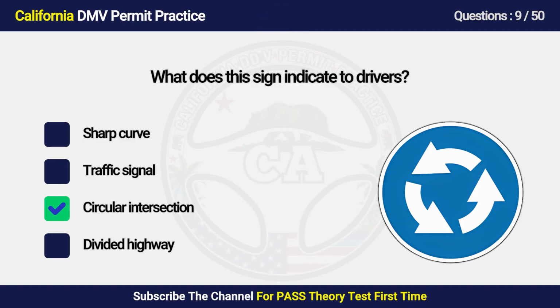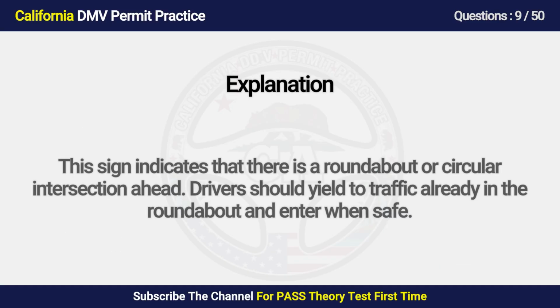Answer is C. Circular intersection. This sign indicates that there is a roundabout or circular intersection ahead. Drivers should yield to traffic already in the roundabout and enter when safe.